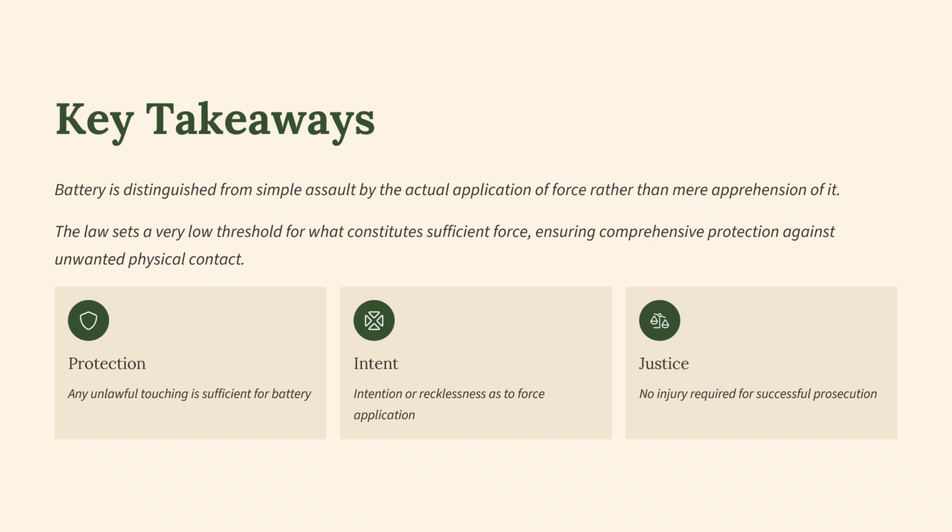So basically, let's look at the key takeaways. Battery is distinguished from simple assault by the actual application of force rather than mere apprehension of it. The law sets a very low threshold of what constitutes sufficient force, ensuring comprehensive protection against unwanted physical contact. Any unlawful touching is sufficient for battery. The mens rea is intention or recklessness as to the force application, and no injury is required for successful prosecution.